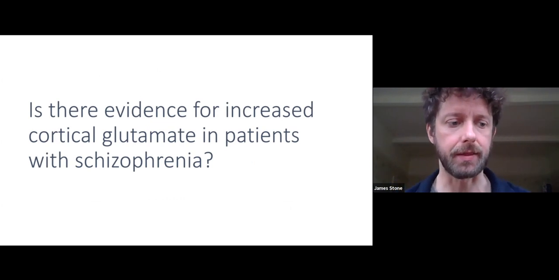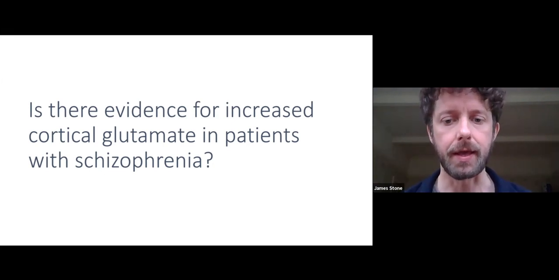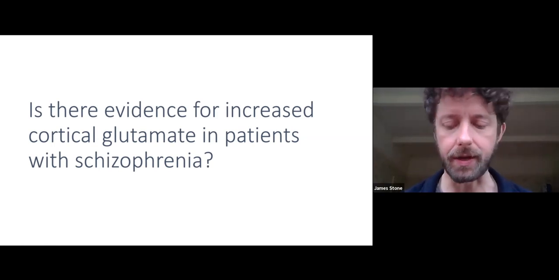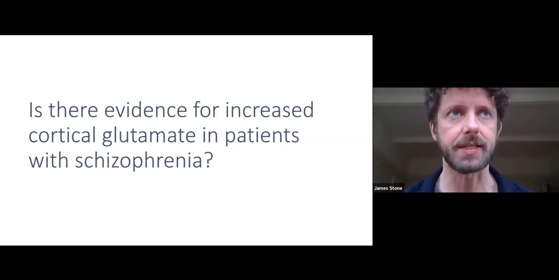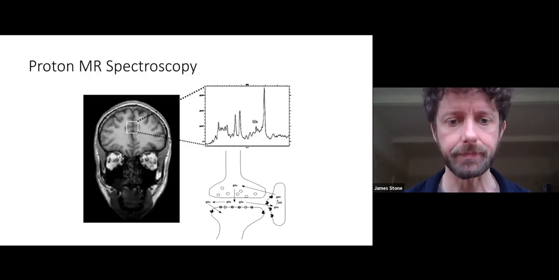The next question that I was particularly interested in was if there's any evidence for increased cortical glutamate in patients with schizophrenia, because if you recall, the Olney and Farber model suggested that there was NMDA receptor dysfunction, and this led to downstream elevations in cortical glutamate.